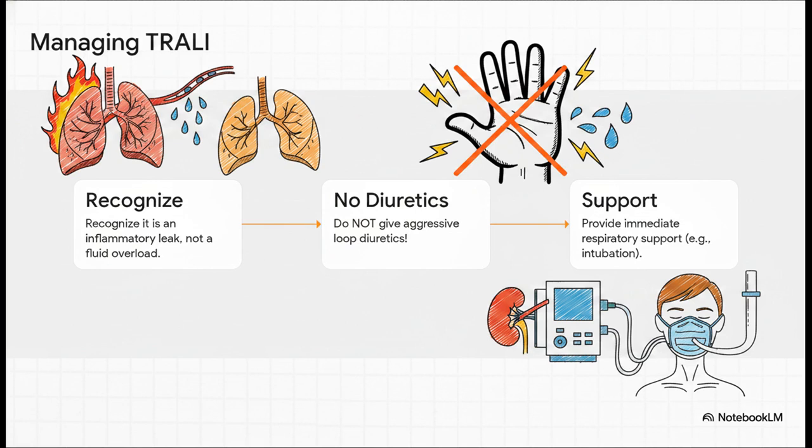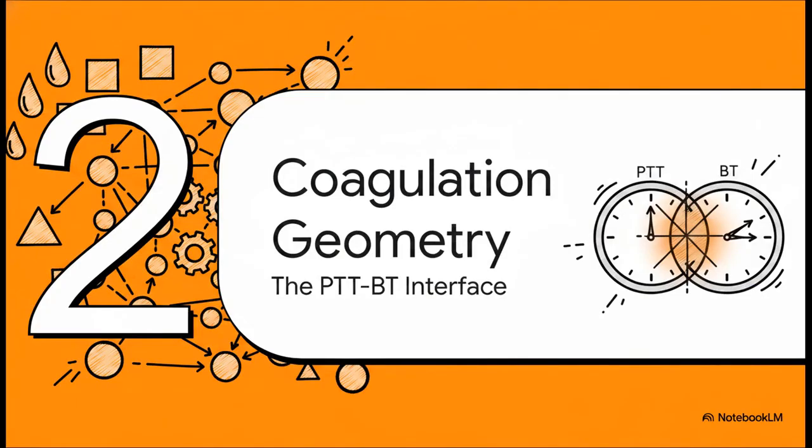Instead, the correct definitive execution here is to stop the transfusion immediately and provide aggressive respiratory support. We're talking non-invasive positive pressure ventilation or even intubation if it comes to it. All right, moving right along to part 2, coagulation geometry and the PTT-BT interface.